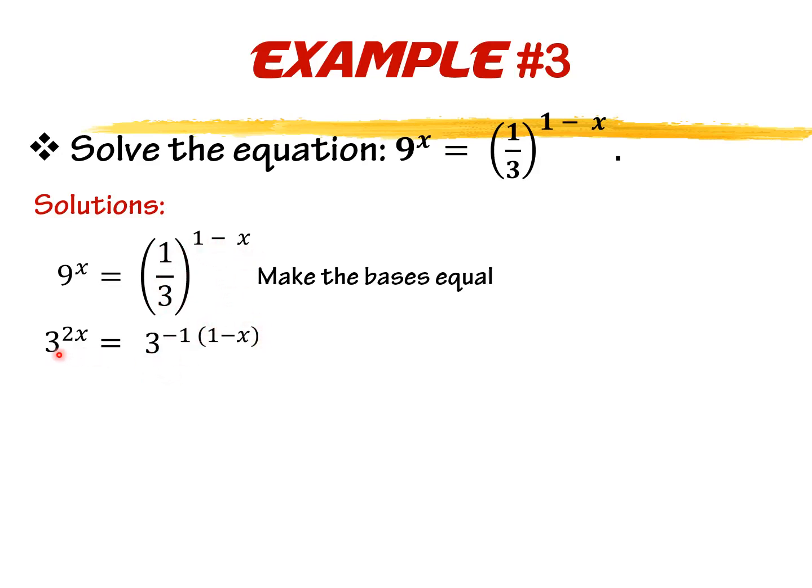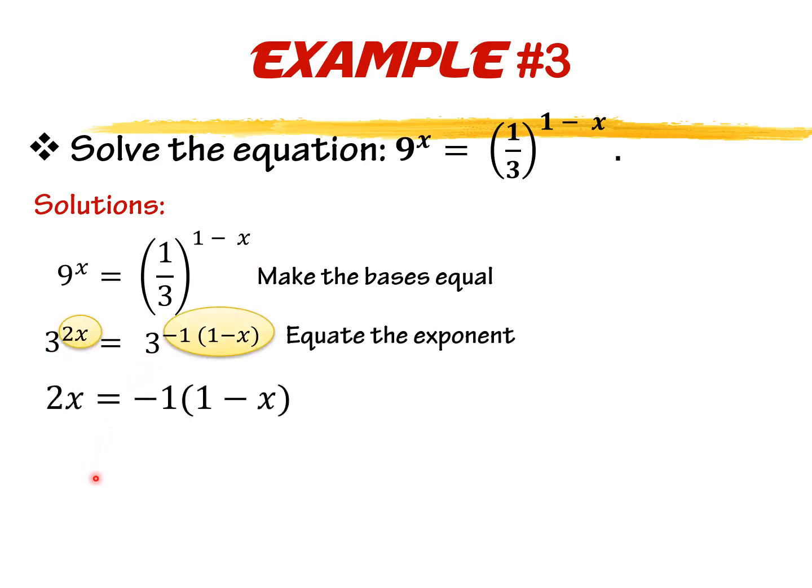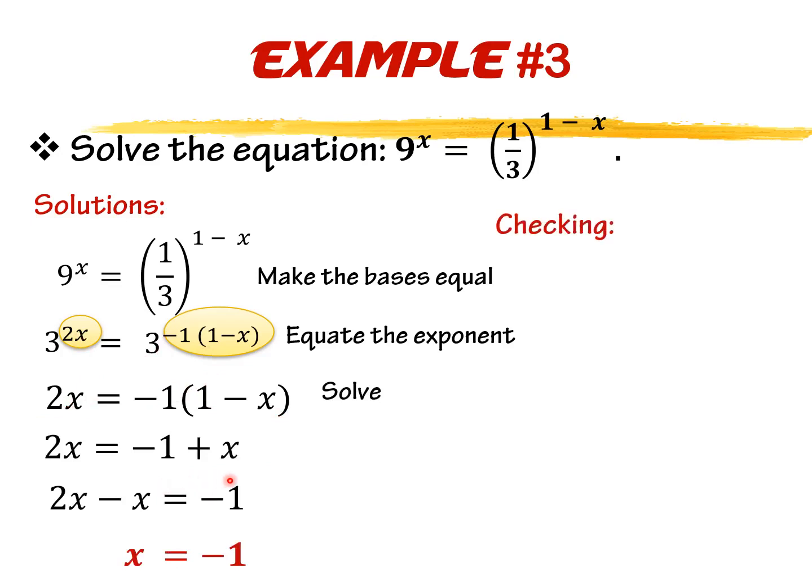So this time they have now the same base. So we can now equate the exponents, which is 2x and negative 1 times the quantity 1 minus x. So you just copy the exponents and then we solve this one. So negative 1 multiplied by the quantity 1 minus x, that will give you negative 1 plus x. Okay, and then we transpose, you will have 2x minus x is equal to negative 1, or simply x is equal to negative 1.